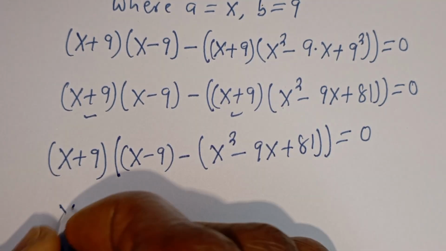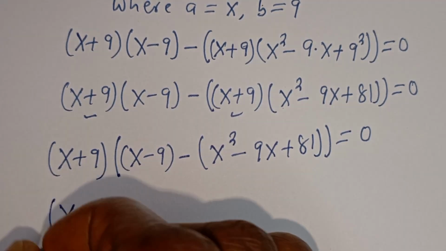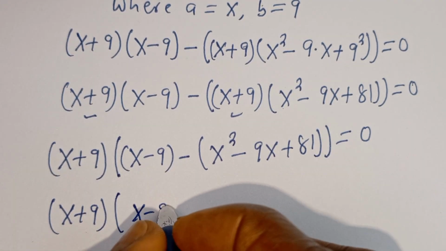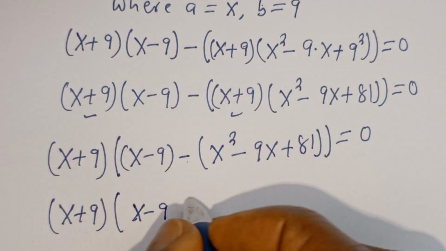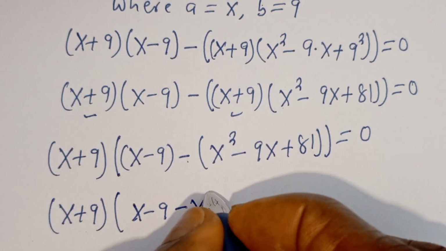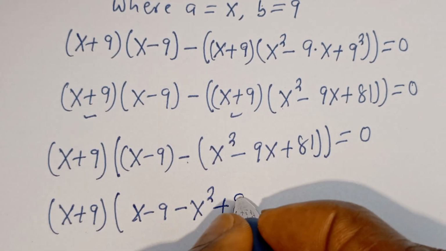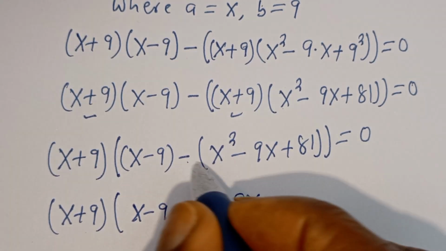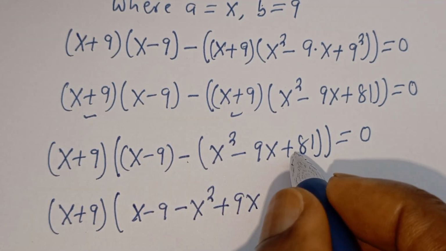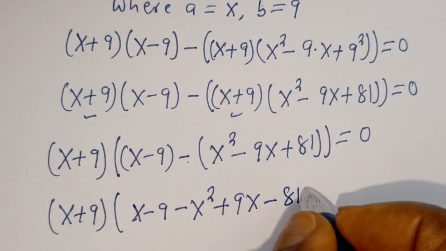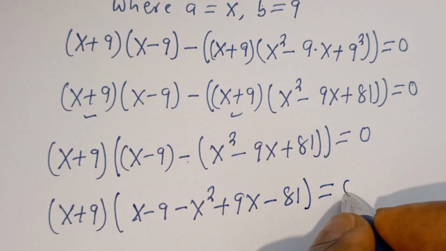And this is s plus 9 bracket s minus 9, minus multiplied by s squared. This is minus s squared. Minus multiplied by minus 9s, this is plus 9s. Then minus multiplied by plus 81, that is minus 81, is equal to 0.